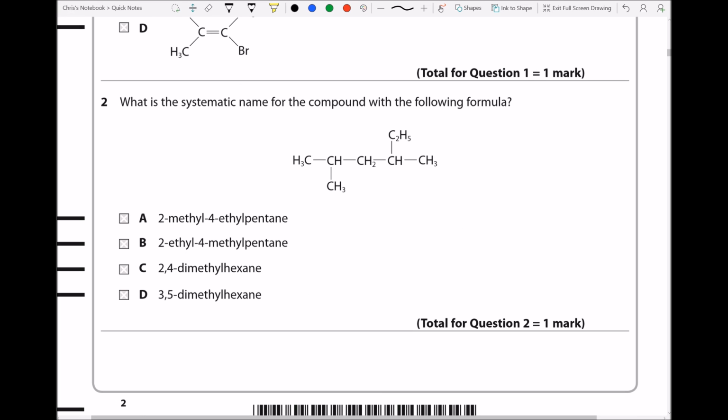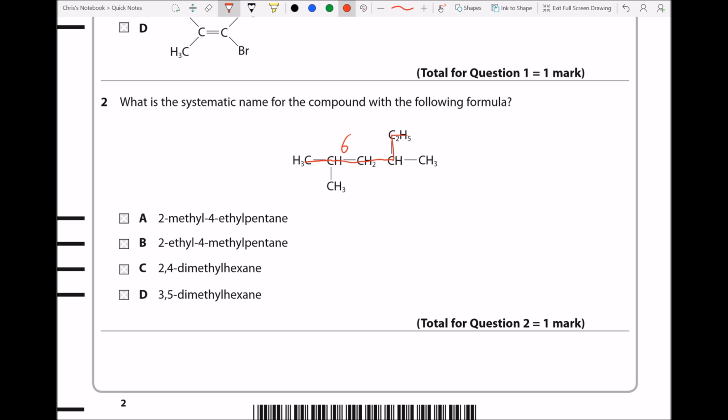Right, now the trick here is to find the longest carbon chain. Now you might look at that on the face of it and think, well, my longest carbon chain's there. 1, 2, 3, 4, 5. But it isn't. You've actually got this ethyl group isn't a branch. This can be included in the longest chain. That is your priority. Just find the longest carbon chain. So here, obviously, we've got 2 there, 3, 4, 5, 6. So the longest carbon chain is 6 carbons.